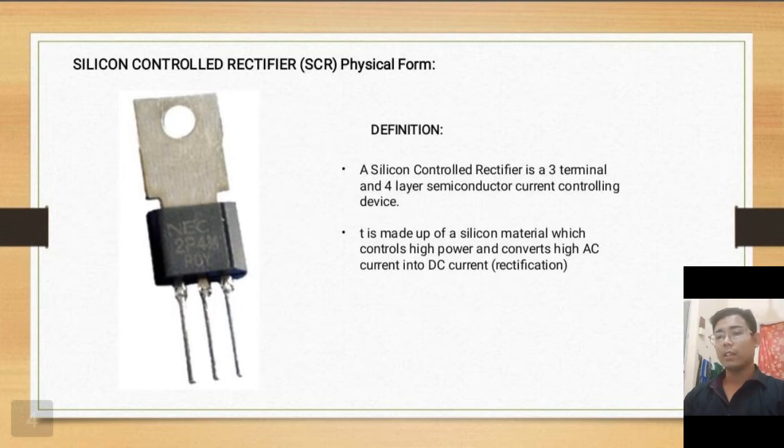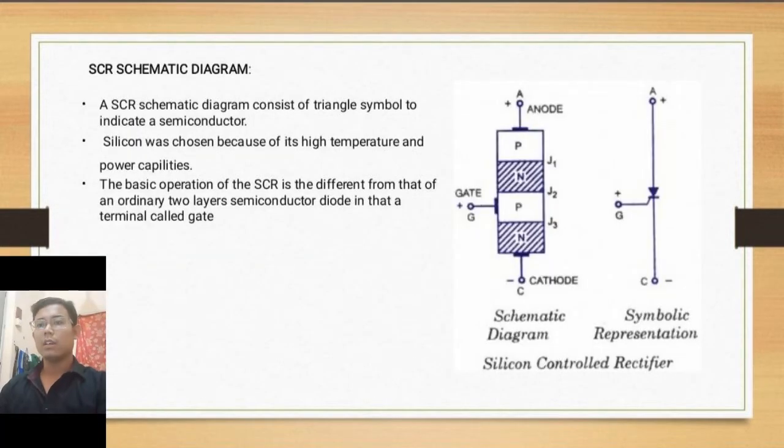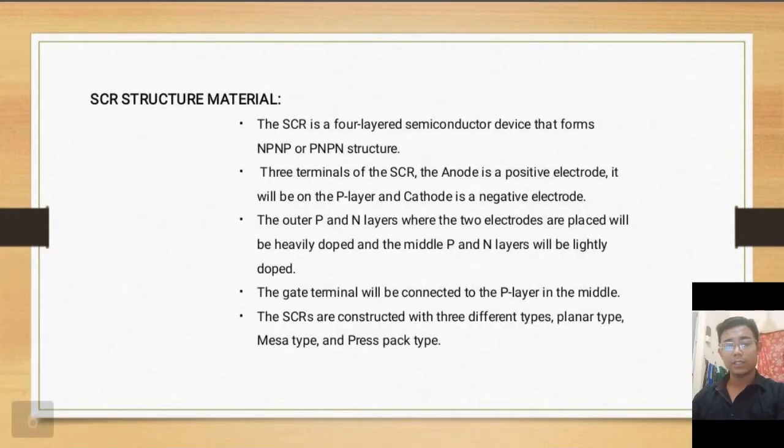Definition: a silicon controlled rectifier is a 3-terminal and 4-layer semiconductor current controlling device. Schematic diagram: we can see the SCR consists of a triangle symbol to indicate a semiconductor. Second, silicon was chosen because of its high temperature and power capabilities. And last, for the structure material, the SCR is a 4-layered semiconductor device that forms an NPNP or PNPN structure.